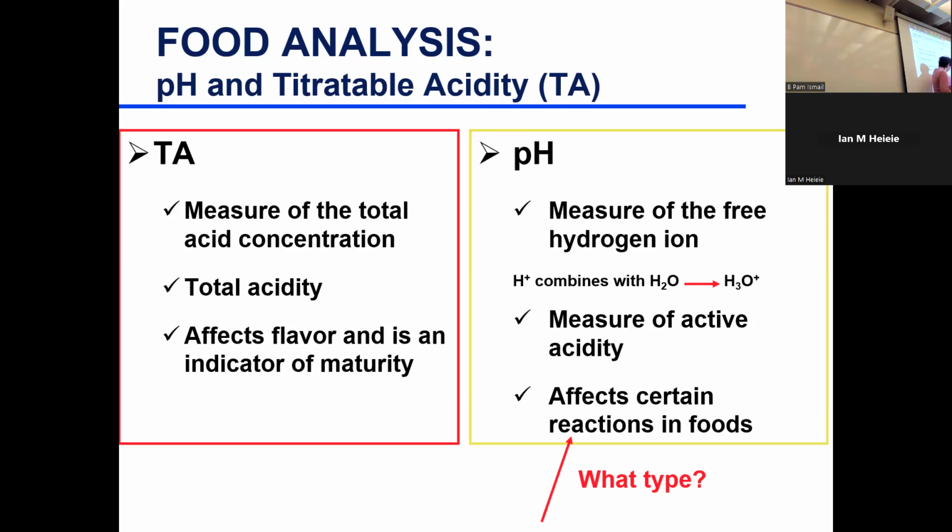So enzyme reactions, microbial growth, and also chemical reactions. So like Maillard reaction, for example. Maillard reaction favors more neutral pH and alkaline pH. Disulfide linkages also occur under alkaline pH. Oxidation occurs more under alkaline pH. So the pH impacts a lot of different reactions in food. So it's a very relevant measure.